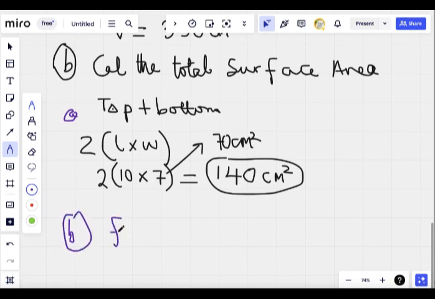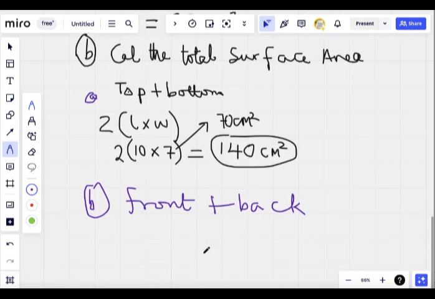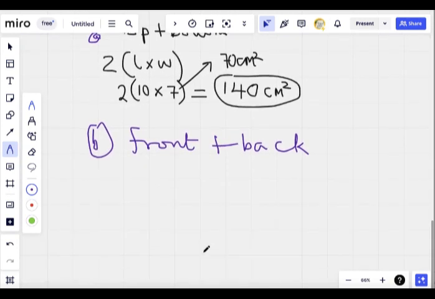Front, plus back, plus the back side. So no need to be doing for the back, just do only for the front. You multiply your answer by 2. Do only for the front, and then you multiply your answer by 2.